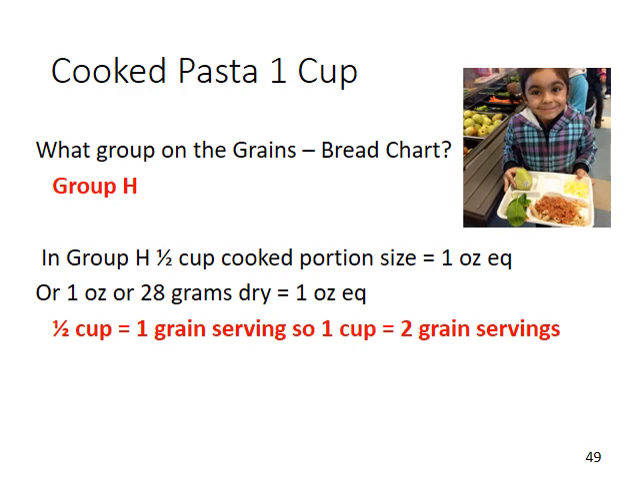Pasta is a favorite of students. If you are serving your pasta separate than your sauce, you can determine how it credits based on the portion size you serve the students. What group is pasta in on the chart? Group H. And this states that a half a cup of cooked pasta credits as a 1 ounce equivalent, or 1 ounce of dry or 28 grams of dry credit as a 1 ounce equivalent. So if you are serving your students 1 cup of spaghetti, it credits as 2 grain servings.